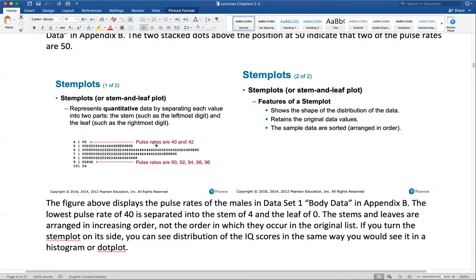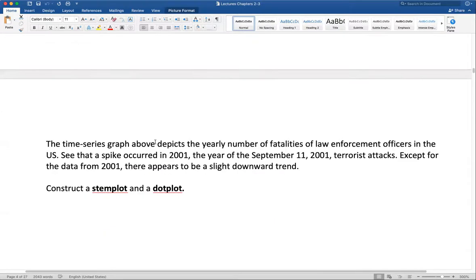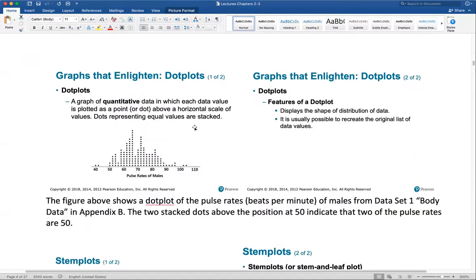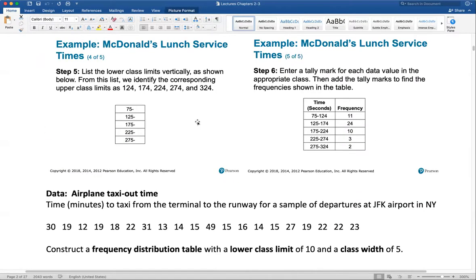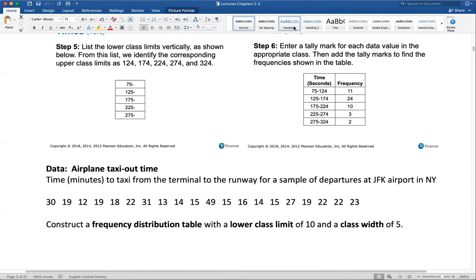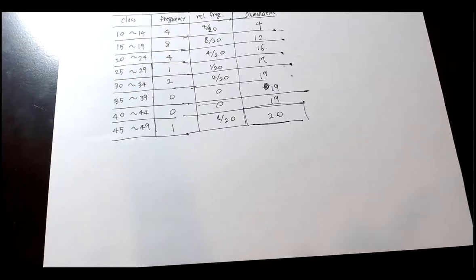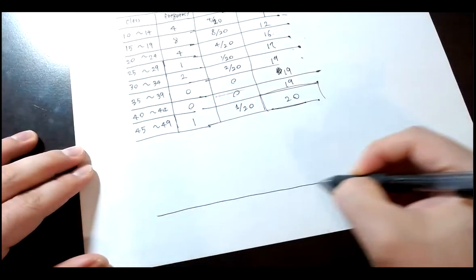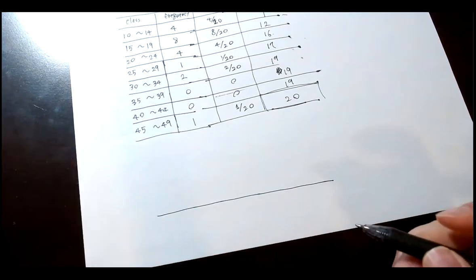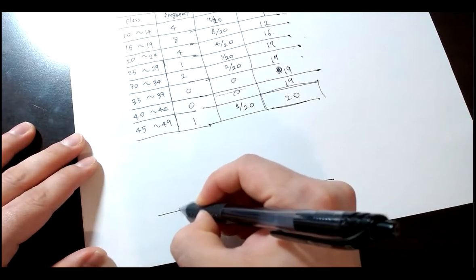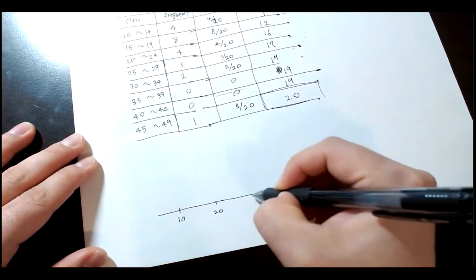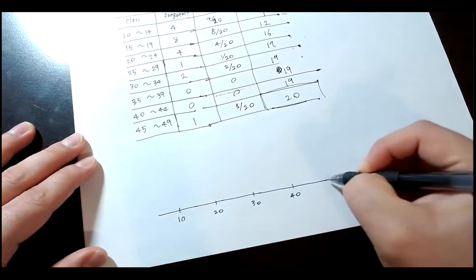Okay, so let's see examples for the dot plot. Not here. Okay, that's fine. So we go back to those examples. Okay, here. So let me plot the dot plot for this data. So in this data, first we draw the horizontal line representing the class. Okay. So it's 10. Okay, and then 20, and 30, and then 40, and 50.